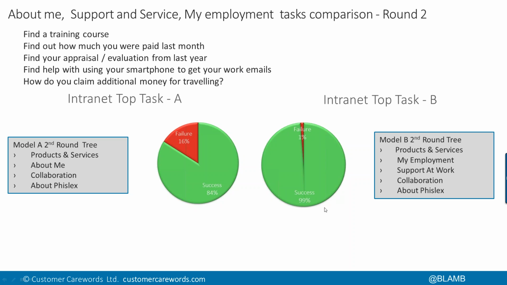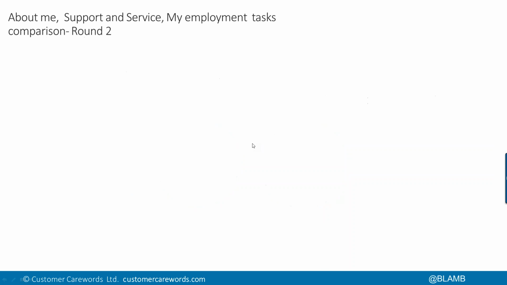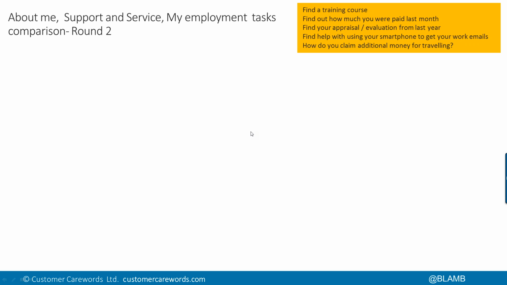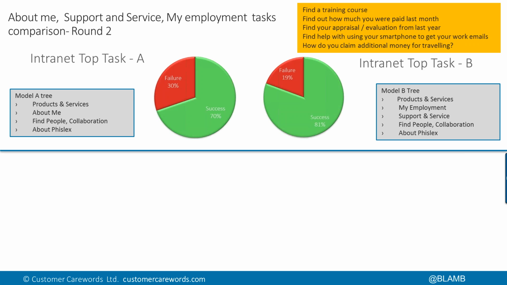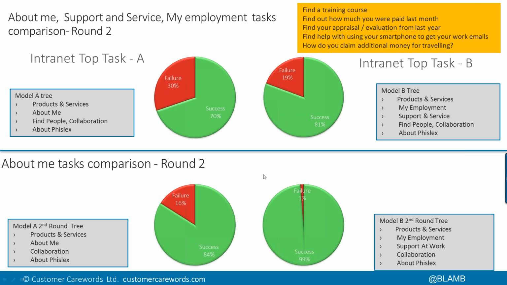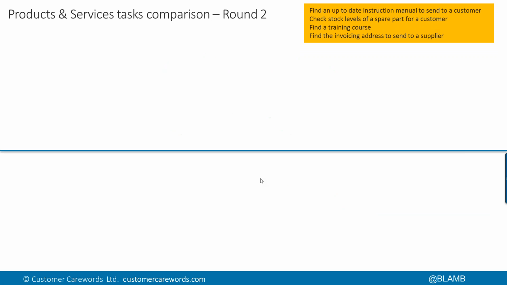And you can see model B performing very, very well here. There aren't hardly any failures at all. So significantly better than model A. So that's good. We've solved one half of the problems with the model in this testing. Let's take a look at my employment tasks. Again, the comparison. Remember, they were failing at these rates in the first round. In the second round, model B, we've almost eliminated the failures.